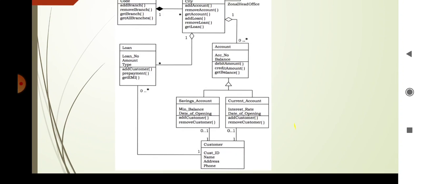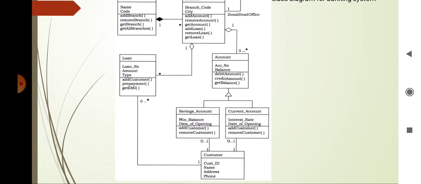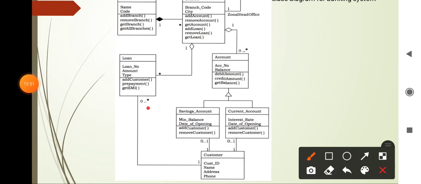customer has customer ID, name, address, and phone numbers, and it has a one to one relationship between customer and account, like one customer having one savings account or one customer having one current account, so here it is connected with one to one. Then customer and loan: one customer may have zero loans or many loans. So in some situations it may be zero to many, that means zero to star, that means zero to many. Here this is the relationship.